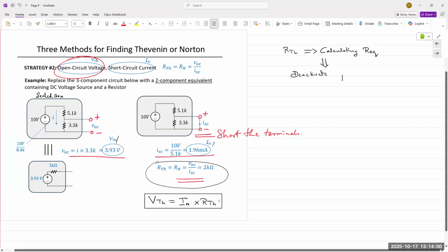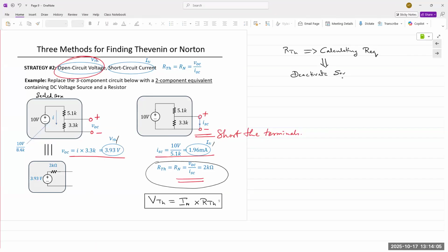No, that's a standard procedure. That's one of the standard procedures. It's called deactivate the sources. Deactivate could also mean reduce the sources to 0. Deactivating the sources means reducing the source to 0. In this instance, deactivating does not mean just turning it off. Deactivating or reducing a source to 0 means something else.